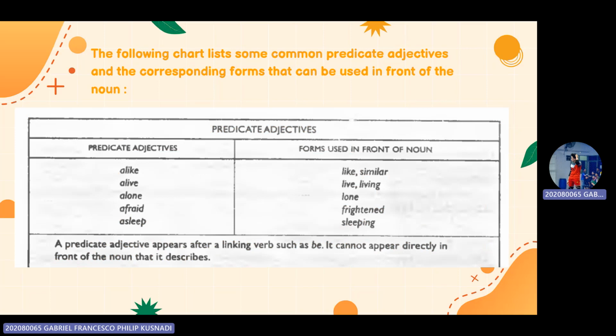The following chart lists some common predicate adjectives and the corresponding form that can be used in front of the noun. The predicate adjectives are like, alive, alone, afraid, asleep. The forms used in front of a noun are like, similar, live, living, lone, frightened, sleeping. A predicate adjective appears after a linking verb such as be. It cannot appear directly in front of the noun that it describes.